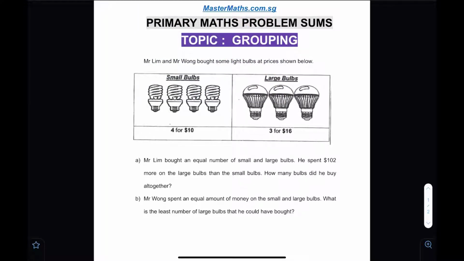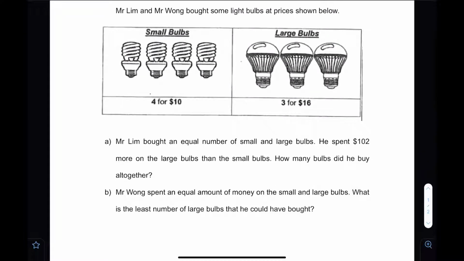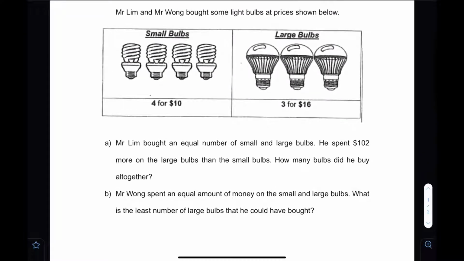Now this right here is a question on bulbs, and we can use the grouping technique. Let's read. Mr. Lim and Mr. Wong bought some light bulbs at prices shown below. So the small bulbs cost 4 for $10.